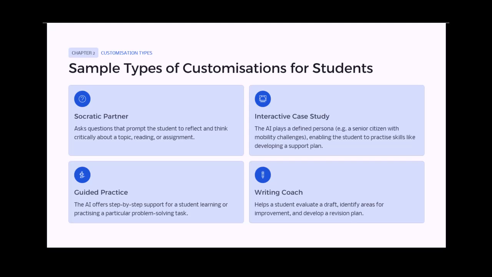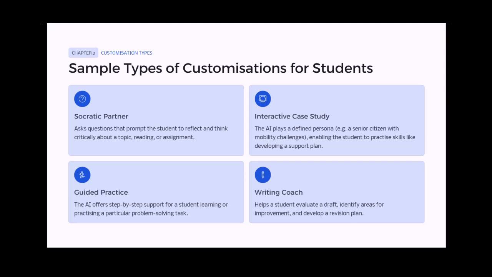Some sample customizations for students might be a Socratic partner. This is where the chatbot might ask questions that prompt the student to reflect and think and guide critically through a topic. This guides critical thinking and supports the students to think more deeply about information. Interactive case studies are where artificial intelligence might play out a defined persona, enabling students to practice a particular skill. For example, being a particular animal or a social care worker or an old person with mobility issues. This can support them to become more empathetic.